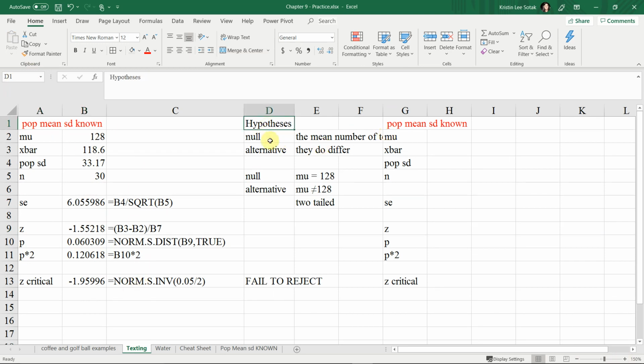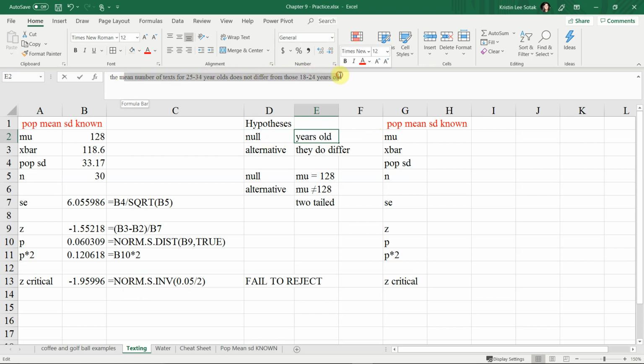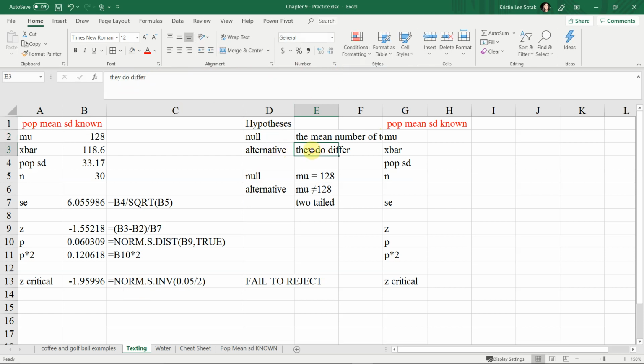So what are our hypotheses? The null in words would mean that the mean number of texts does not differ for these two groups. The alternative is that they do. In terms of numbers, we want to say the null is that they're the same, there's no difference. So mu should be 128. The alternative is that the average of the population is not 128. And because we're dealing with not-equal signs in the hypotheses, we know it's a two-tailed test.